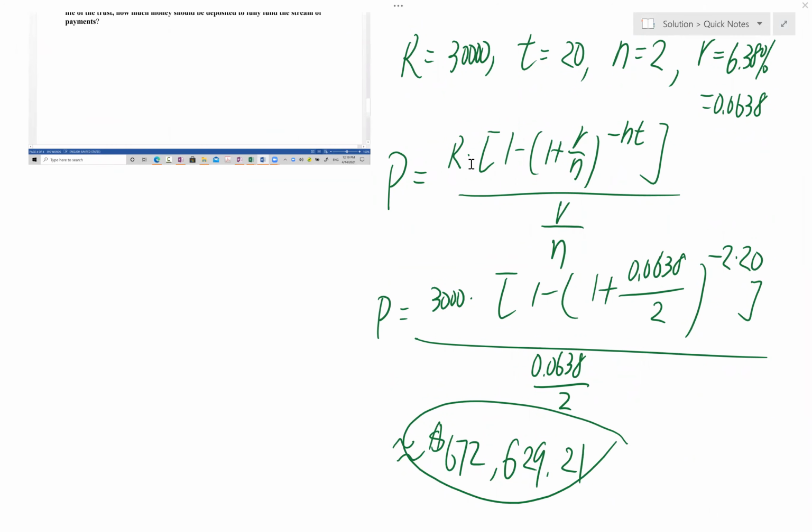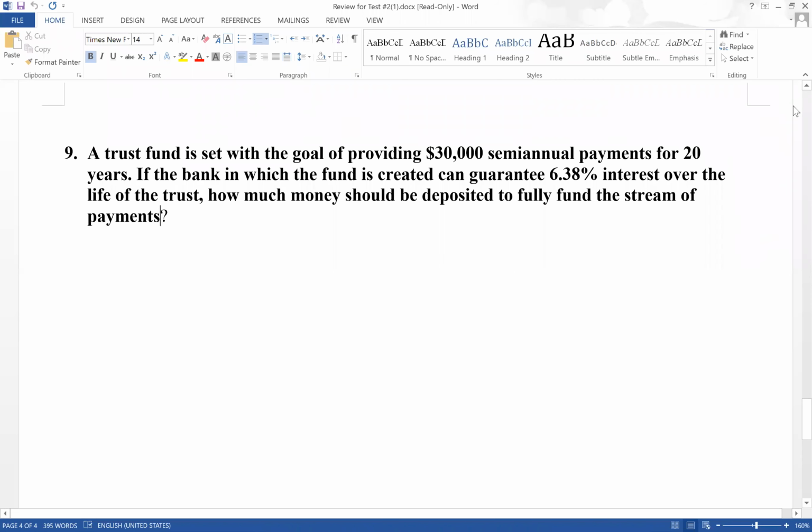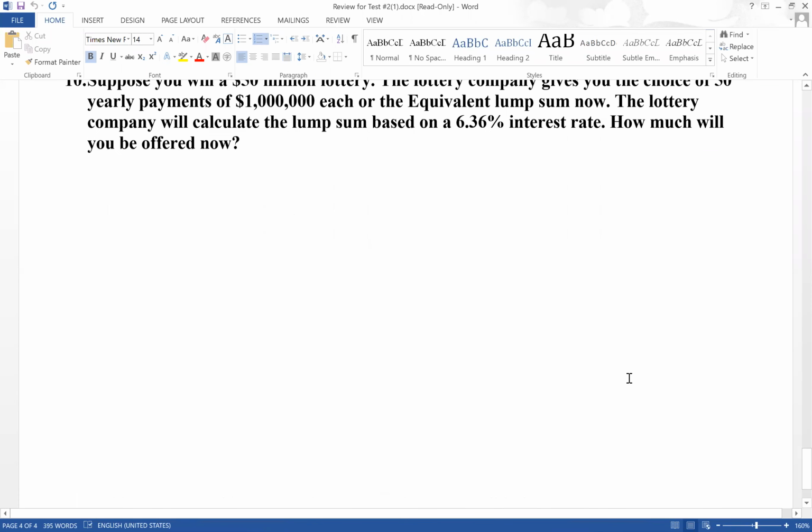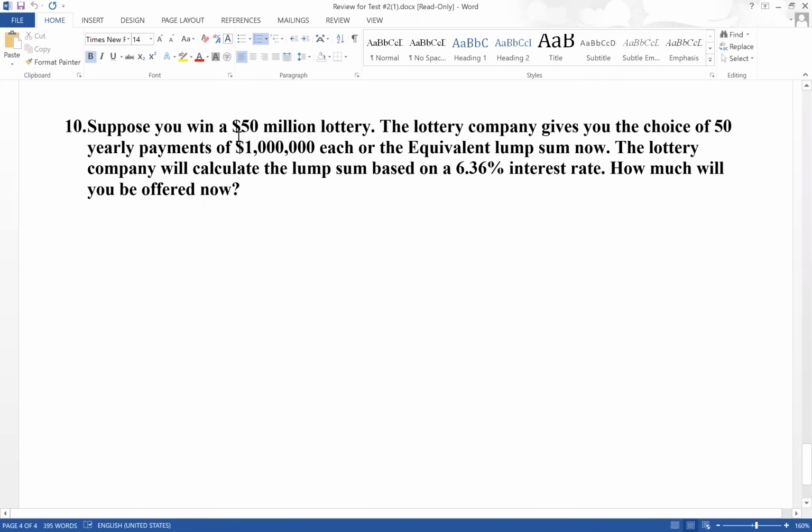Okay. And the last question is about lottery, right? Also big, not big for everybody, right? But still, some people win the lottery and then they have to worry about this. Suppose you win a 50 million lottery. The company gives you a choice of 50 yearly payments of $1 million. You're getting 50 million, but every year you only end up with 1 million, or the equivalent lump sum now. The lottery company will calculate a lump sum based on a 6.36% interest rate. How much will you be offered now?